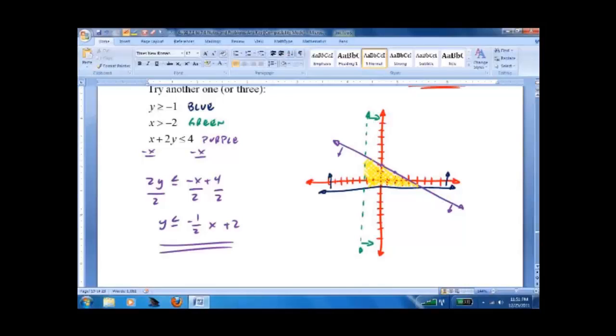You might want to take a point out of the middle. In this case, I know 0, 0 is in there, and say y is greater than or equal to -1. Is 0 greater than -1? Yes. Is 0 greater than -2? Yes. 0 plus 0 is 0. Is 0 less than 4? Yes. Looks like we did it right. That's it. Good luck.